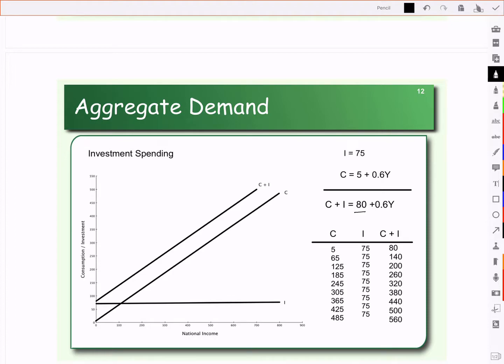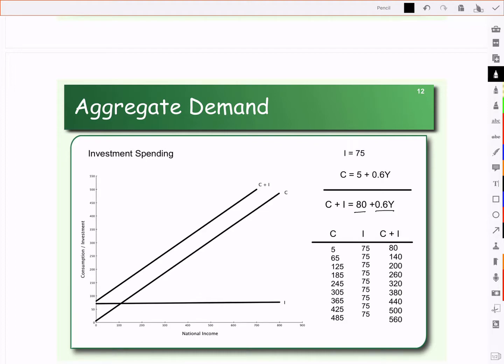Then we add up the parts of the formulas that contain Y's, and in this case that's only in the consumption function, so we get 0.6Y. So C plus I is 80 plus 0.6Y, and then we're going to start to add G and X minus IM. We can plot C plus I.